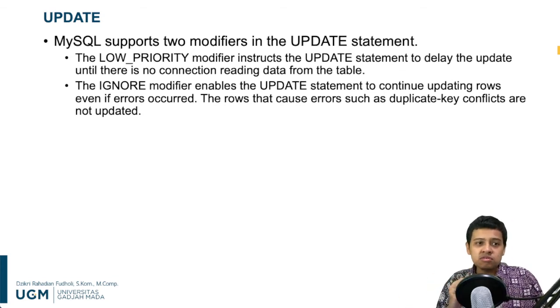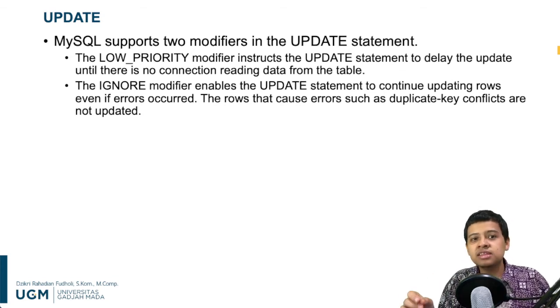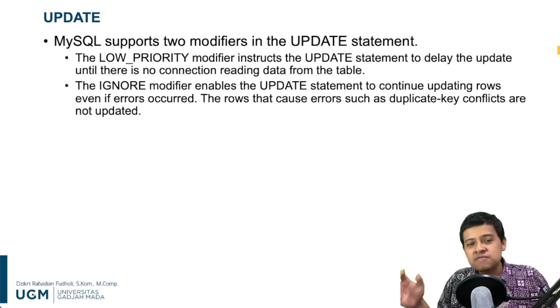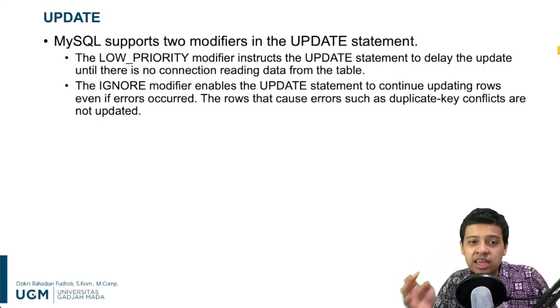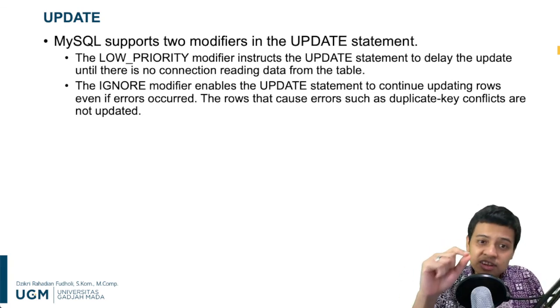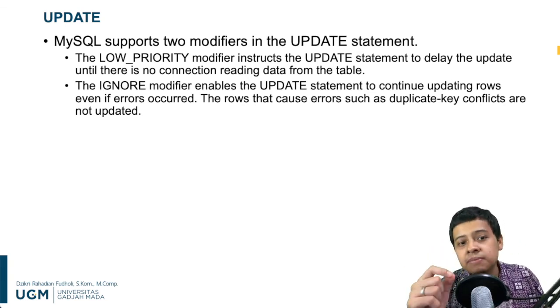However, the rows that cause errors, such as duplicate key conflicts, are not updated. So we ignore the update process, we ignore the error, so we continue the update process. However, the one that gives an error is still not updated.